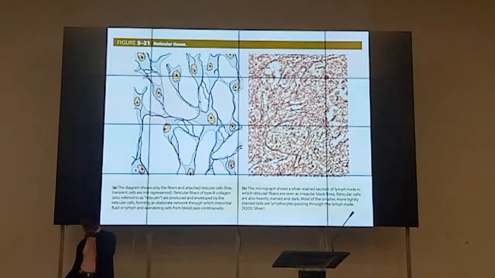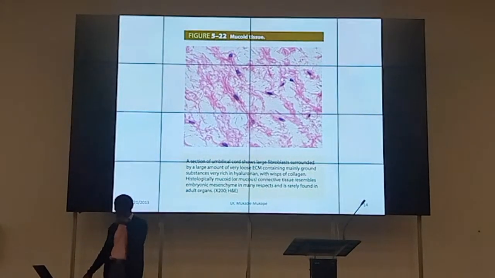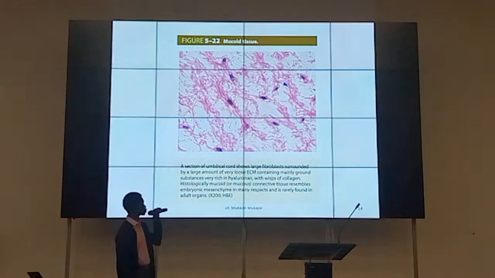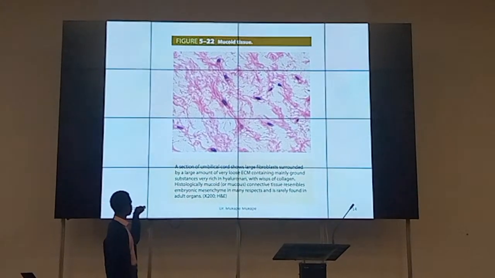So this is reticular tissue. Mucoid connective tissue: we can see the nuclei, and they are spaced apart.